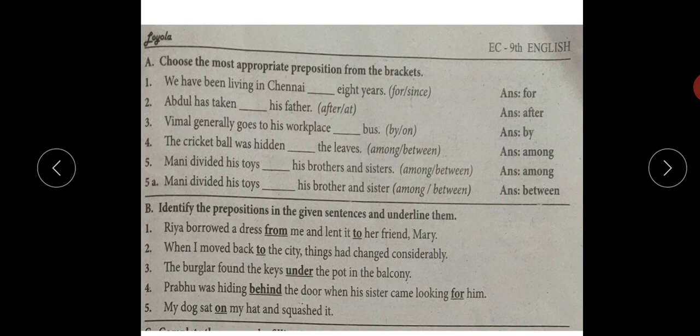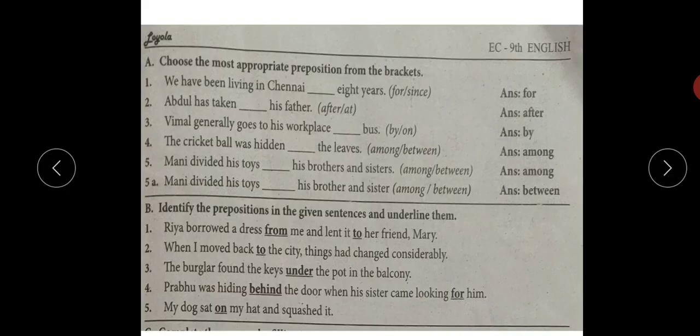Now you can take your textbook, page number 44. There is an exercise for you. Choose the most appropriate preposition from the brackets. We have been living in Chennai. What is the answer? For 8 years. Here it is not since, because years எத்தனை பீரியட்னு கொடுத்துட்டாங்க. 8 இயர்ஸ்னு கொடுத்துட்டாங்க. So அந்த 8 வருஷமாக நாங்கள் இருக்கிறோம். So we use for there.